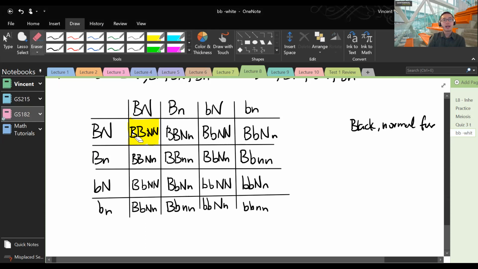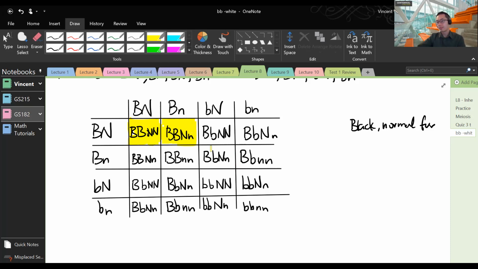And I want you to highlight everything that's also black and normal fur. For example, this one is also black and normal fur. Please try to identify all of them. I'll give you a moment to do that. If you have, you can type them in the chat box if you want, or you can just highlight it on your page.